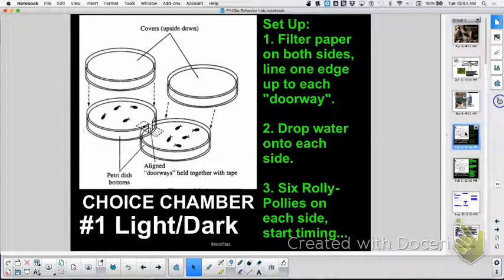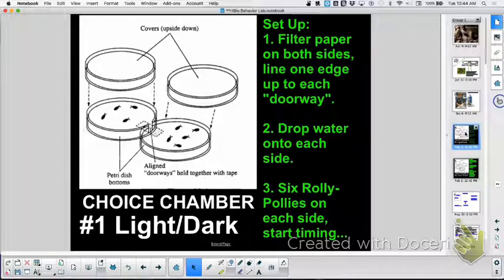All right, so for your roly-poly lab, you had your first choice chamber that was light versus dark, and you let 10 minutes go by, and every minute you recorded how many were on one side and then assumed the rest were on the other side. Did anybody see any trend? Do you think they preferred light or dark? Just looking at your data that's in front of you, did you see any trend?